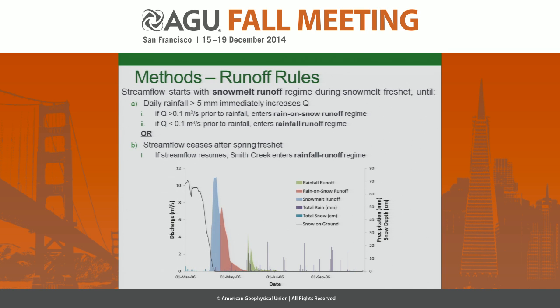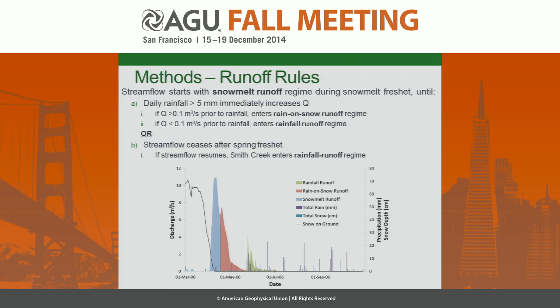And it stays classified as such until either A, you have a daily rainfall greater than 5 millimeters that immediately increases your discharge of the stream, or else B, your streamflow ceases after your snowmelt finishes for the year. So if you get a situation where you have a daily rainfall and it increases your discharge, if that discharge is greater than 0.1 cubic meters per second prior to that rainfall, then it enters a rain on snow runoff regime, as you can see here in the graph, changing to a red color.